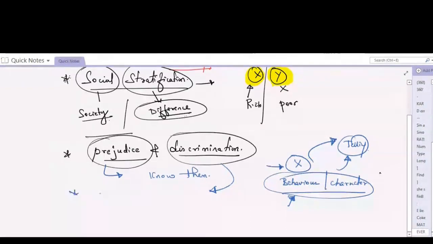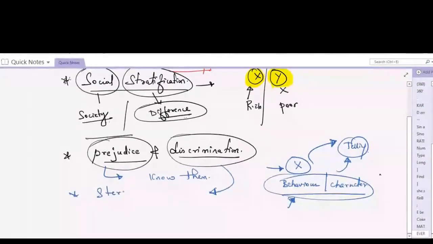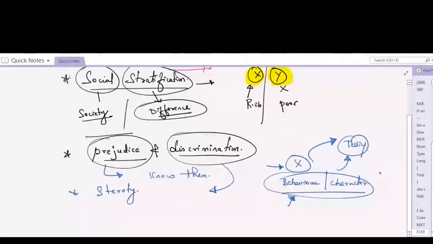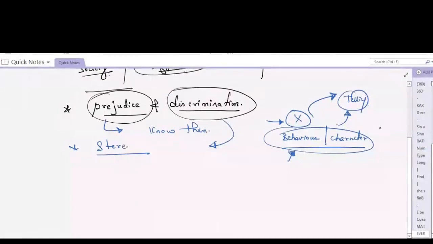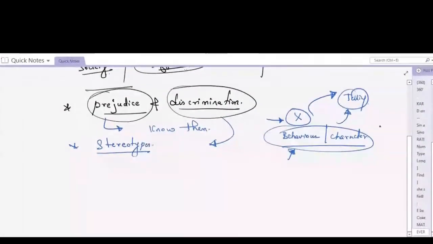Next question. What are stereotypes? What do you mean by stereotypes? See, the meaning of stereotype. You may have heard a word like girls do the work, boys can do the work. Have you heard this statement?